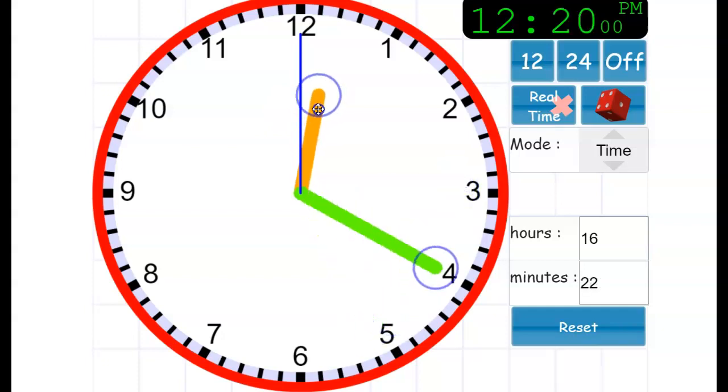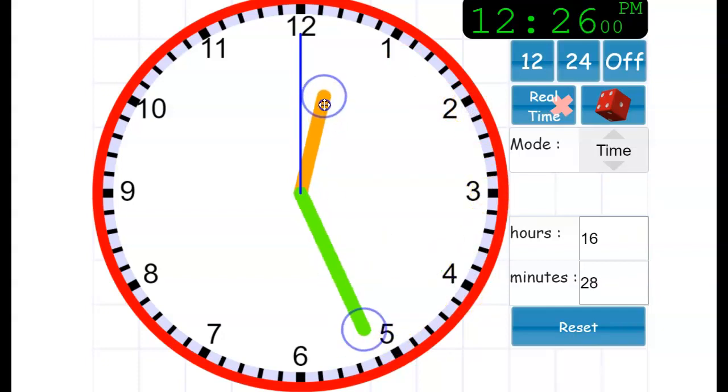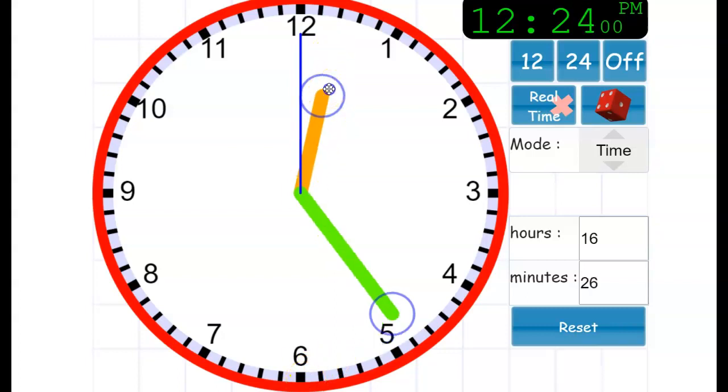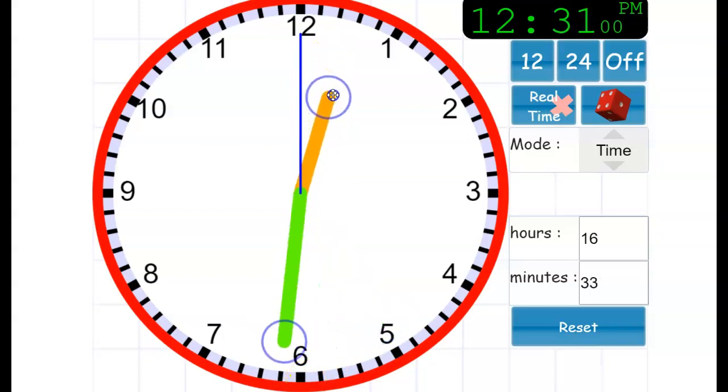Oh, I passed it. 12:20. What's the 5 going to be? 5, 10, 15, 20, 25. Yeah, it's going to be 25. Come on. There we go. 12:25. 5, 10, 15, 20, 25, 30. Yes, it's going to be 30 when I get to the 6.